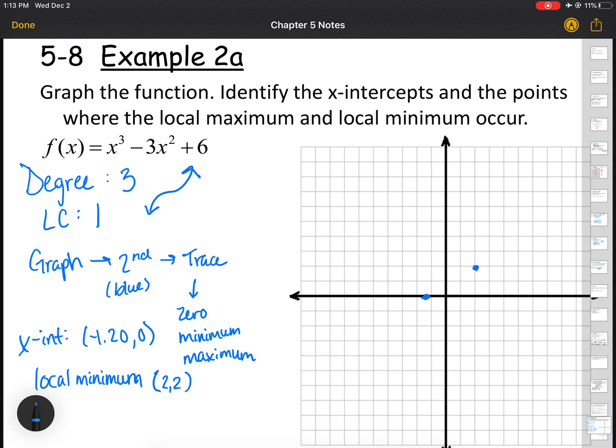Okay, and then finally, if we go second trace again and hit the maximum for the local maximum, it'll ask you either the lower bound or left bound, you hit enter, then you tab to the right on the graph to where you think the local max is, to the right of it, hit enter, and then hit guess, or when it says guess, hit enter, and it will say that the local max approximately is at 0, 6.